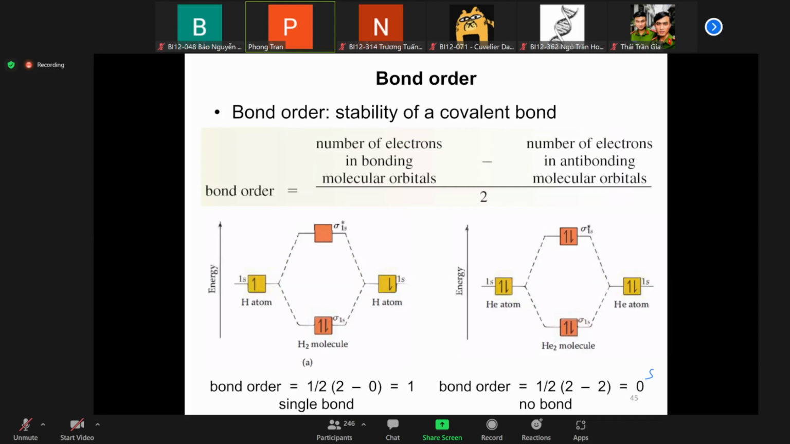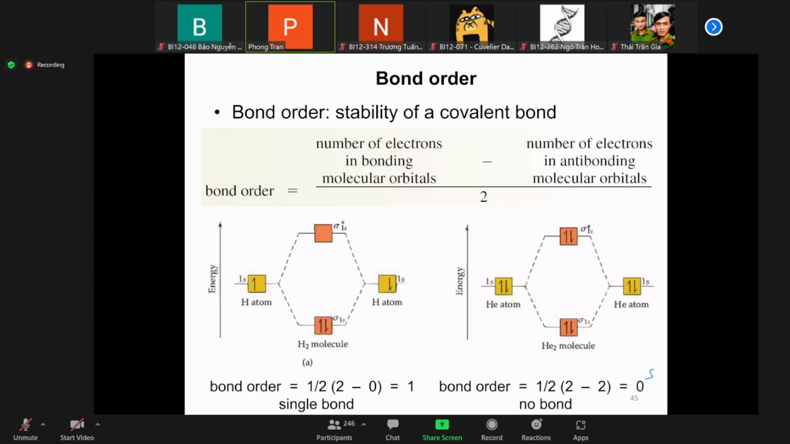The bond order reflects the stability of the covalent bond. Higher bond order means the bond is more stable, and also shorter. So the bond order is equal to the number of electrons in the bonding molecular orbital, minus the number of electrons in the anti-bonding molecular orbital, divided by 2.